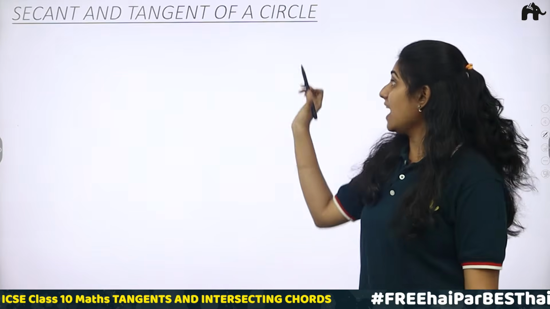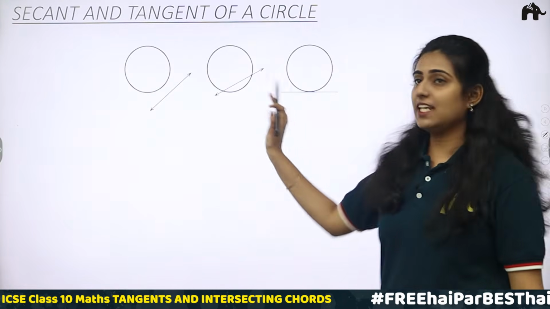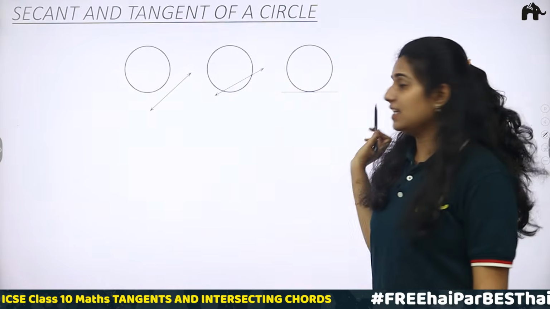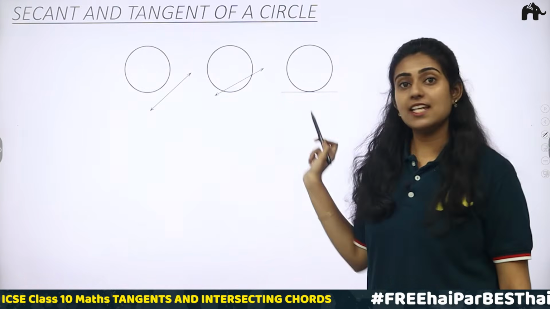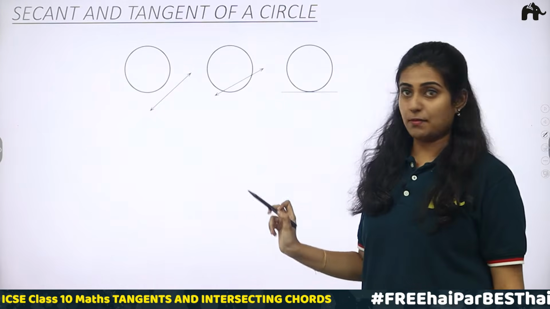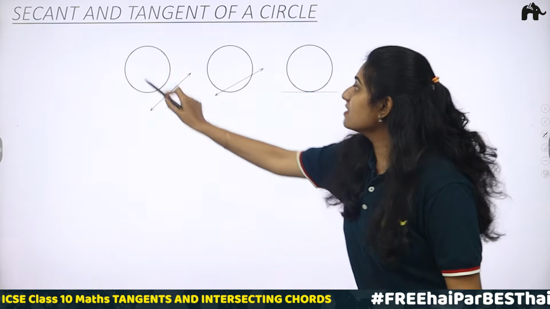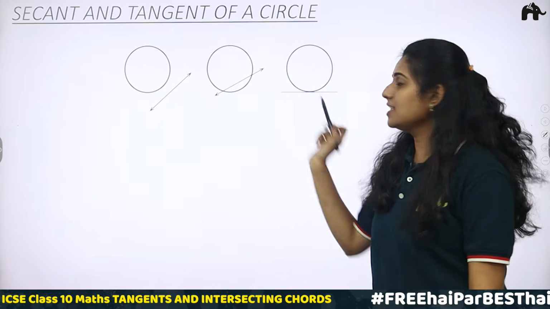Let us first understand what secant and tangent of a circle are. Here we have three figures. In these three figures, we can find circles and line segment. In the first figure, we have a circle and the line segment. They do not touch each other. Yes, the line segment does not touch the circle. What about the second figure?